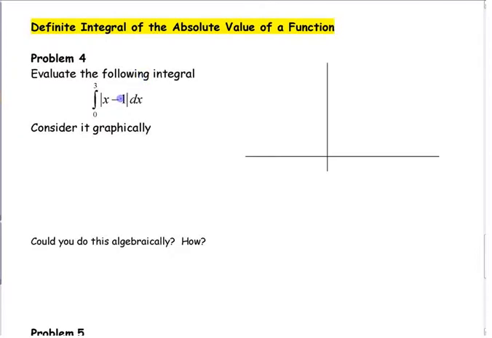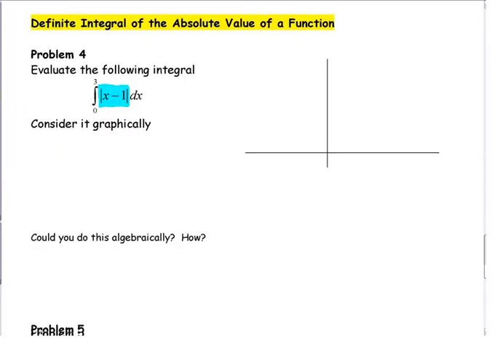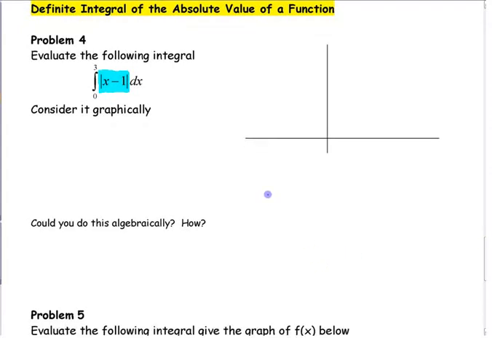I want you to realize that if we're trying to evaluate an integral that involves an absolute value, the way you need to do that depends on whether you're doing it graphically or algebraically. If you're looking at it graphically, all you have to do is think about what this function looks like, absolute value of x minus 1. In grade 12, you learn what that looks like. What does it look like?